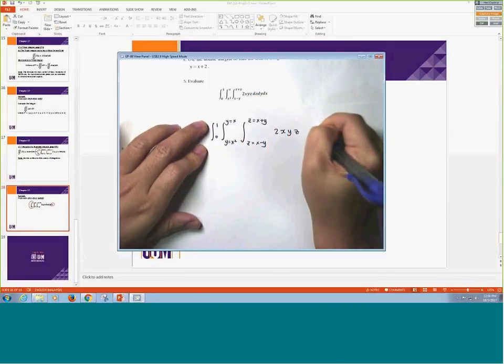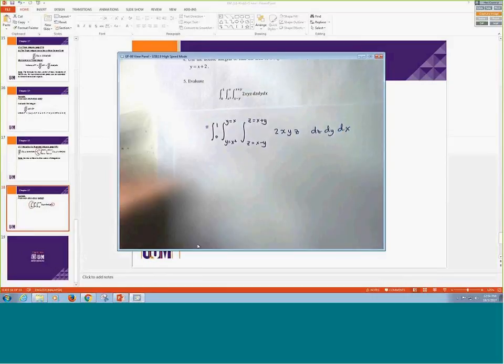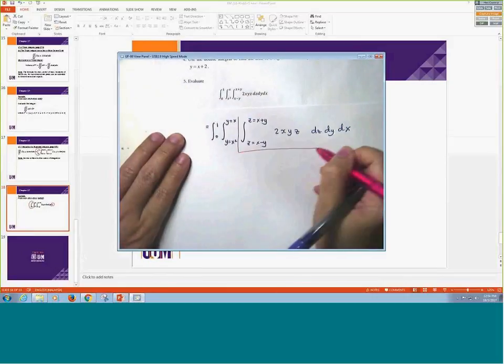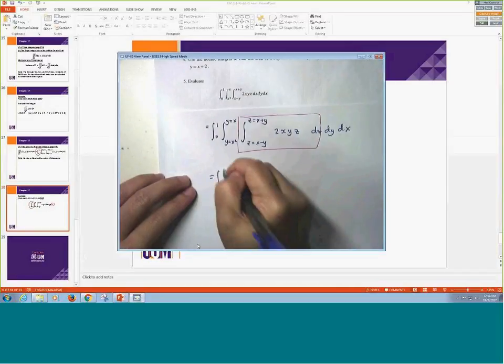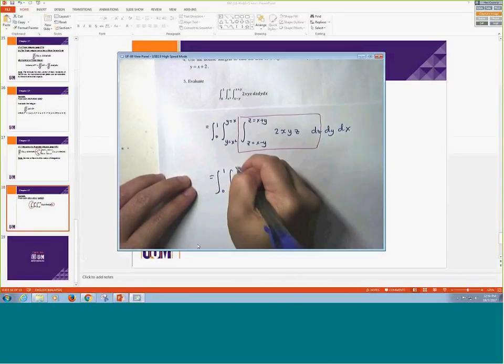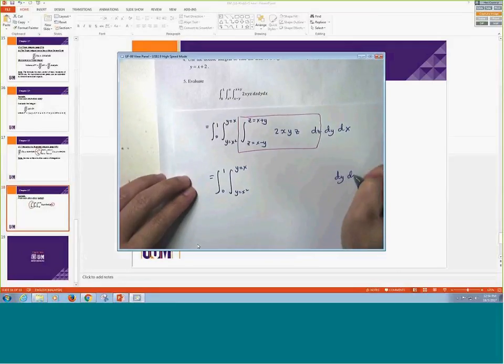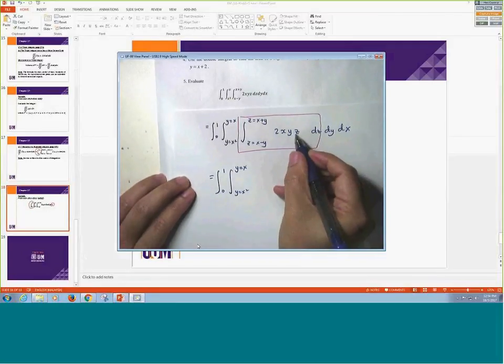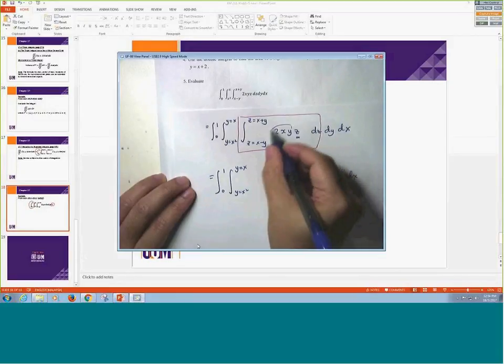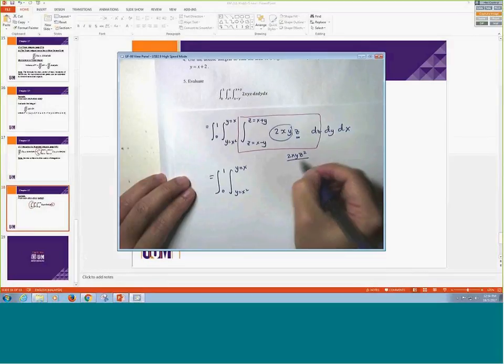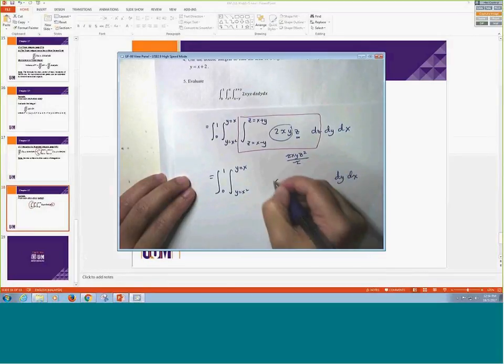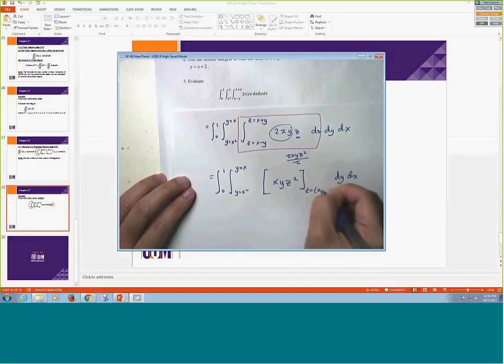So I will solve for z first. Assume x and y constant. So 2xyz, I integrate with respect to z, assuming x and y constant. So I will get 2xy, z squared over 2. And simplifying, I get xy z squared. And I substitute z with x minus y and x plus y.